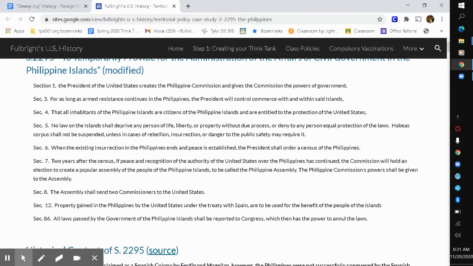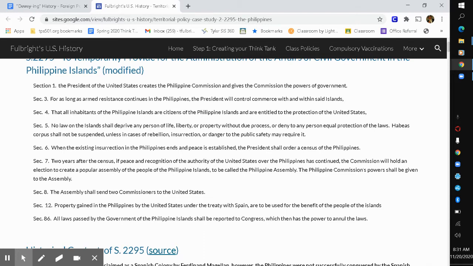Section 6. When the insurrection ends and peace is established, we're going to order a census of the Philippines. We need to have a census because the next one, Section 2, we're going to hold an election to create a popular assembly of the people of the Philippine Islands. The Philippine Commission, which is basically the United States government and control, is going to start giving powers to the assembly. So it's only after the Philippines start fighting against us will we help them create their own government.